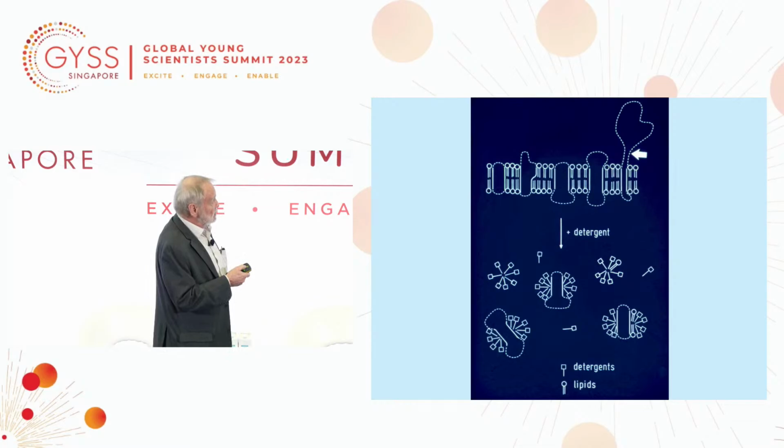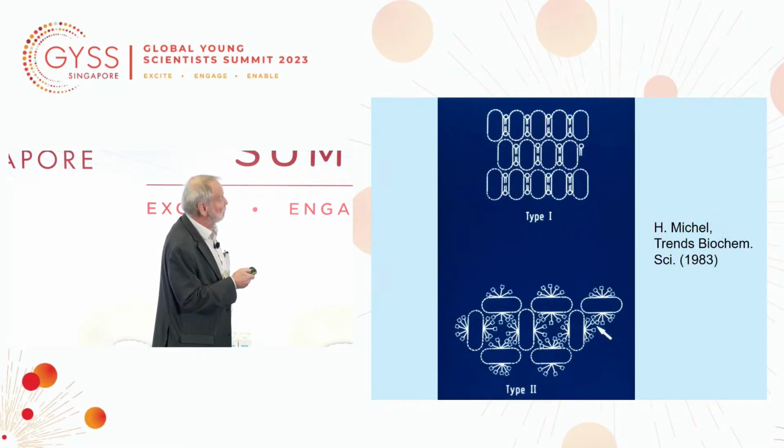And what you have to do is add detergents, soaps, forming micelles. The micelles take up the lipids, and also they take up the proteins and form something like a safety belt around the hydrophobic surface of the protein. And that's the situation where you start to purify and to crystallize a membrane protein.